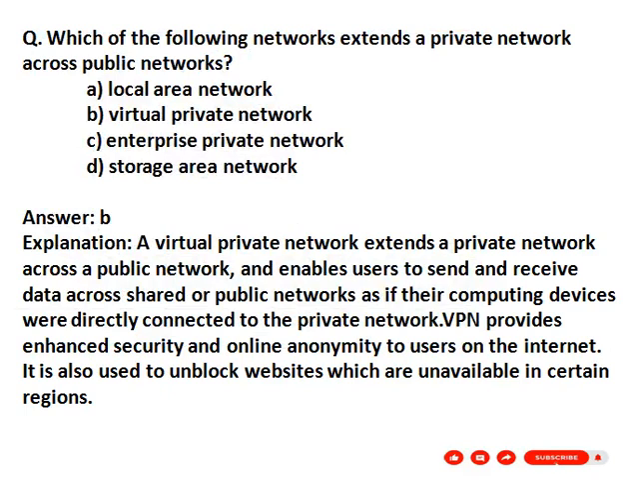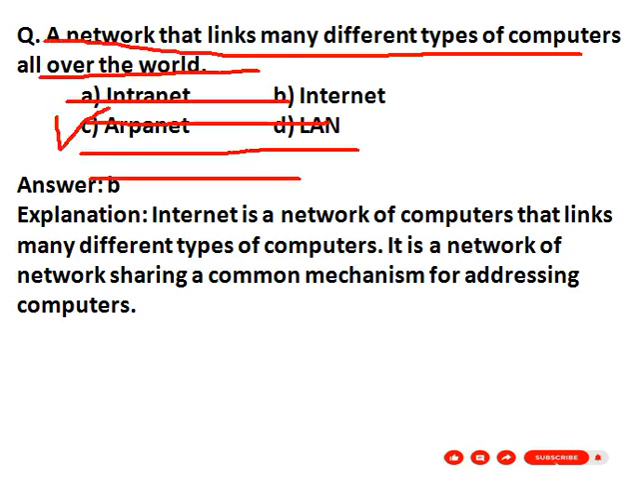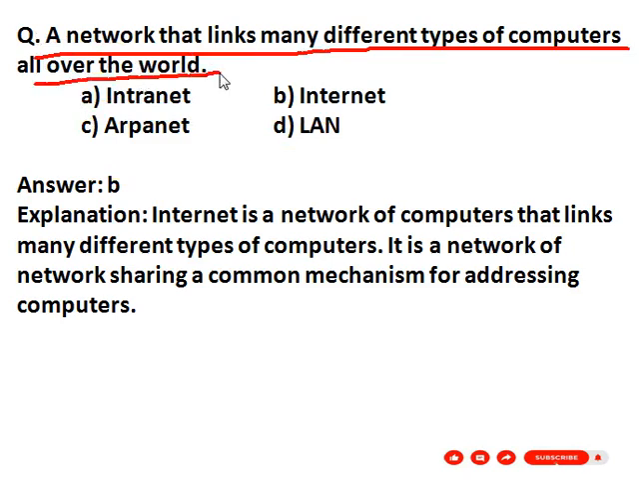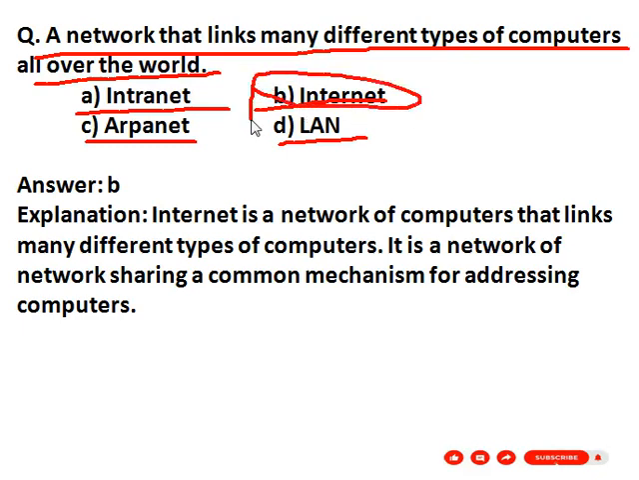Our next question, a network that links many different types of computers all over the world. Given options are A. Intranet, B. Internet, C. ARPANET, D. LAN. Your correct answer is option B. Internet. Internet is a network of computers that links many different types of computer networks. It is a network of networks sharing a common mechanism for addressing computers.